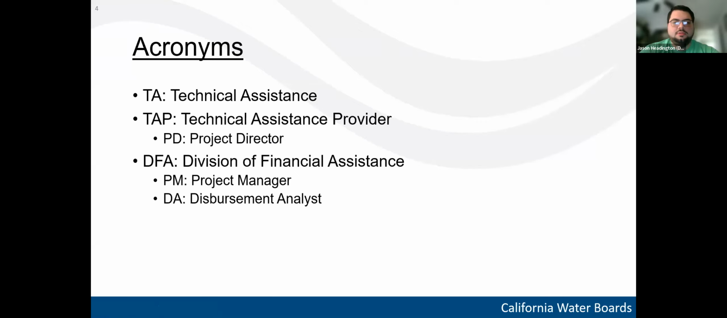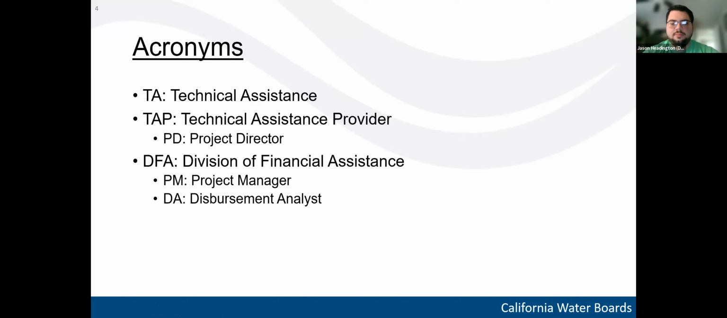So you should all know who your designated project director is, but this acronym is going to come up throughout the invoicing slides. And then from our end, the Division of Financial Assistance, we're going to be referencing two main roles, the project manager and the disbursement analyst. The project manager is the one who's working with the technical assistance provider and helping manage the agreement and the work plans that are part of the technical assistance agreements. And the disbursement analyst is one of the reviewers of the invoice once that's been submitted. We'll go through more specifically what the project manager and disbursement analyst role in the invoice process is later during this presentation.